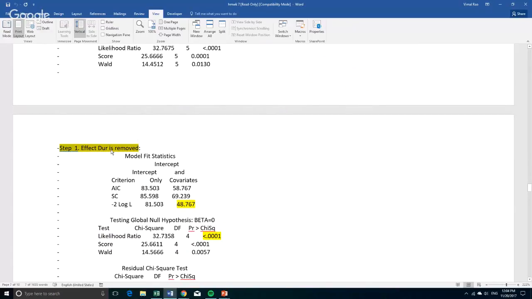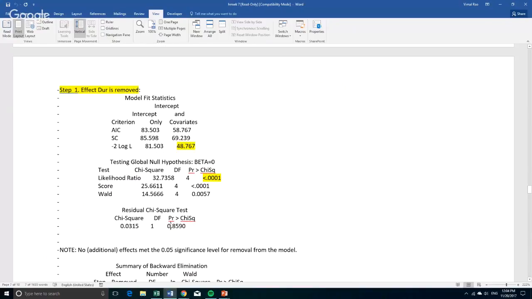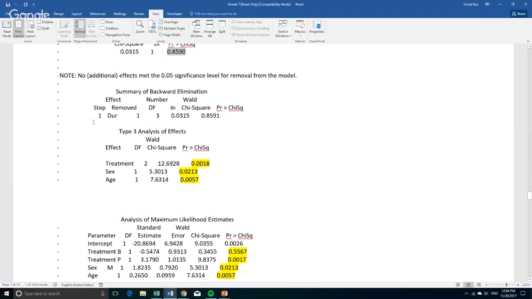Okay. Now the first step, duration is removed. Remember, we said that it doesn't look like duration is significantly correlated. So that's been removed. And the p-value on the deviance residuals is 0.85. That's very not significant, right? P is much higher than 0.05. So then in step 2, nothing is changed. The p-value on each of the remaining 3 variables are all below 0.05. They're all pretty small. So treatment, sex, and age are all significant.